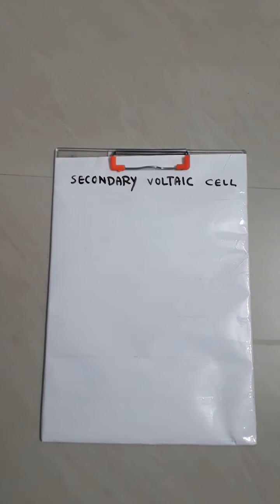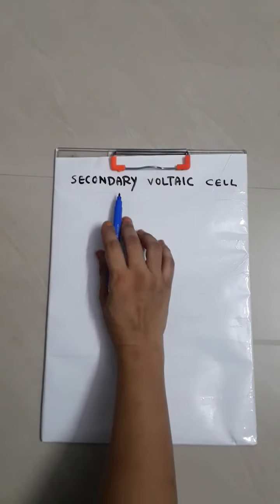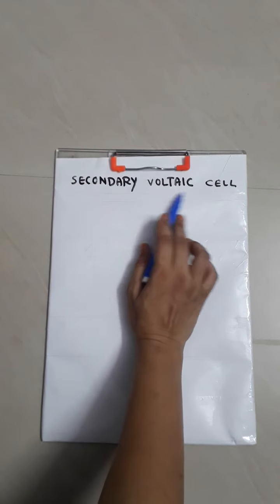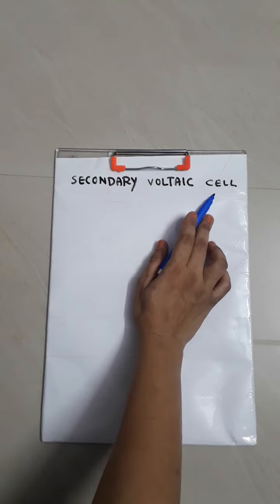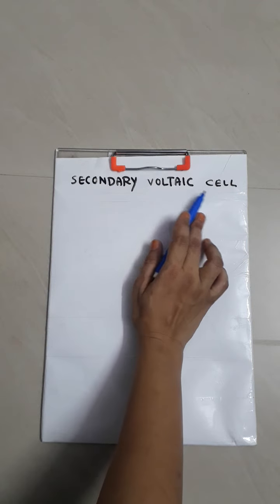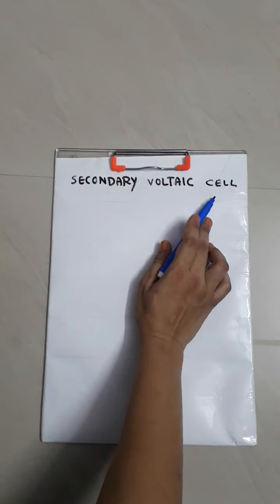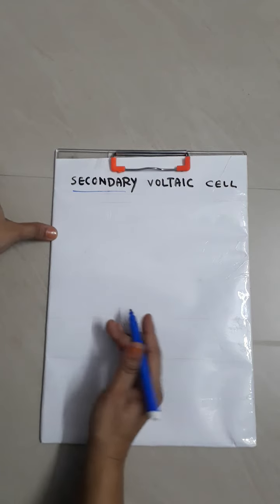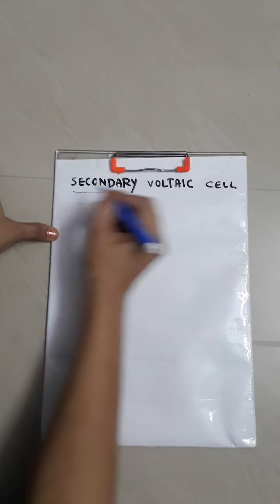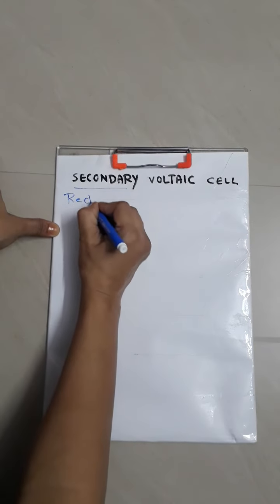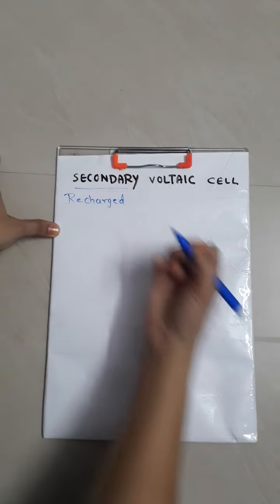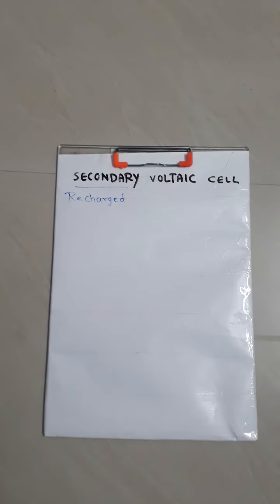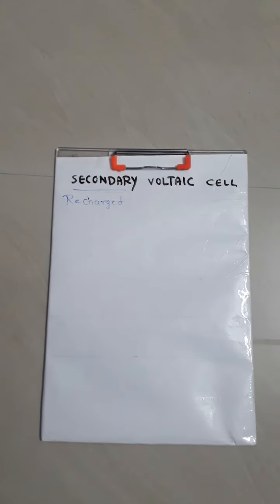Students, today we are going to study the construction and working of the secondary voltaic cell. A voltaic cell is an electrochemical cell where chemical energy is converted to electrical energy. But why is the word secondary there? A secondary voltaic cell means a cell which can be recharged. Now let us begin with the construction of this cell.